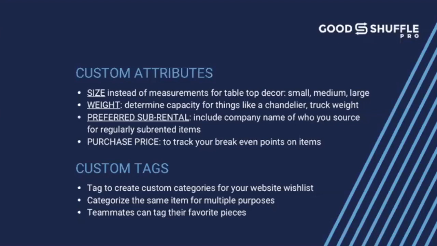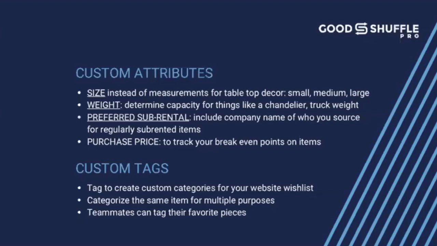Purchase price was another one. This is helpful in determining what your break-even points on inventory items are, right? If I'm purchasing 200 new chairs at $1.25 each, I can use that in conjunction with the revenue reporting that Goodshuffle Pro will do to help determine those break-even points.